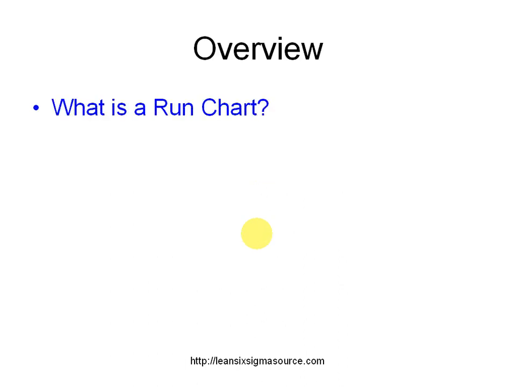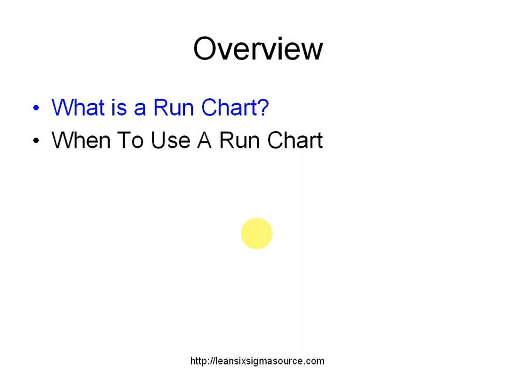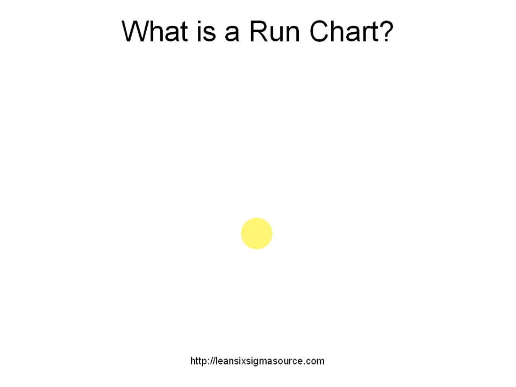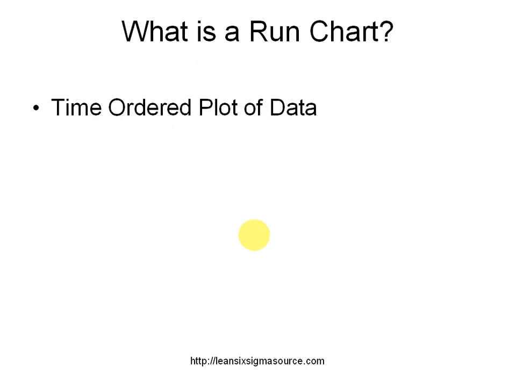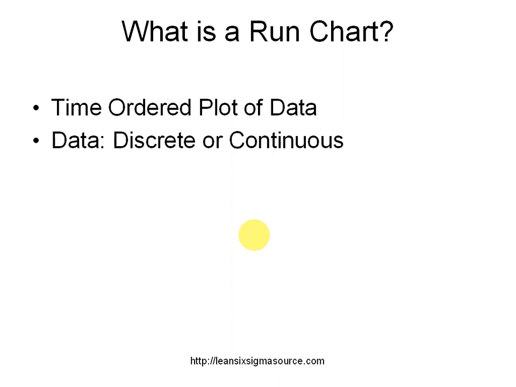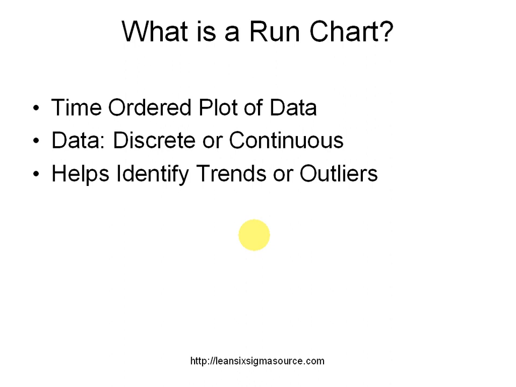What I'm going to go over today is what a run chart is, when you need to use a run chart, and I'm also going to do a SigmaXL demonstration. Now, what is a run chart? Well, it's a time-ordered plot of data. The data can be discrete or continuous, and it helps identify trends or outliers in your data. And again, it's a time-ordered series plot. It's not sorted, it's in chronological order. And this step comes before you actually construct the control chart.